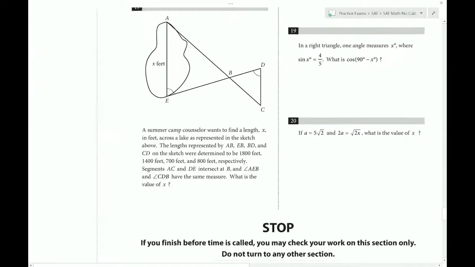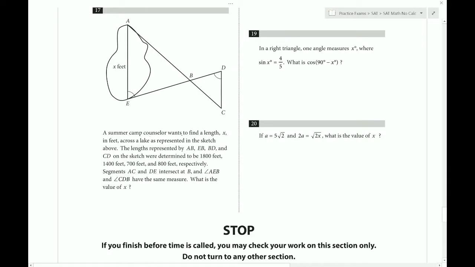17. A summer camp counselor wants to find a length x in feet across a lake as represented in the sketch above. The lengths represented by AB are all shown. Okay, let's see. Well, they're not shown. So AB is 1800, so that goes here. EB is 1400.